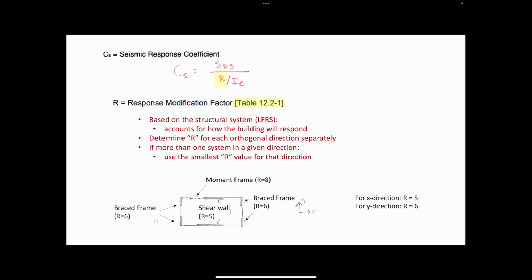So the example here, right, we've got moment frame, shear wall in the X direction. So in that direction, we would use the R of 5, which is the smaller one. And then in the Y direction, we have braced frames. So the R in the Y would be 6.